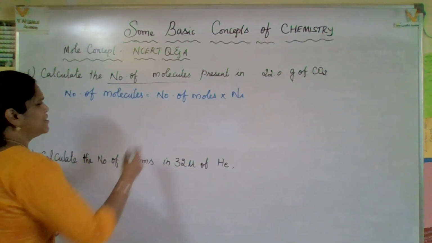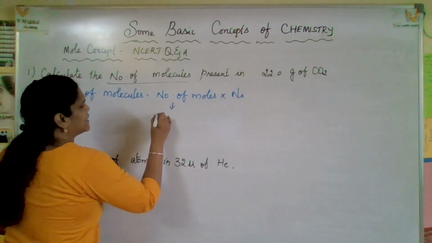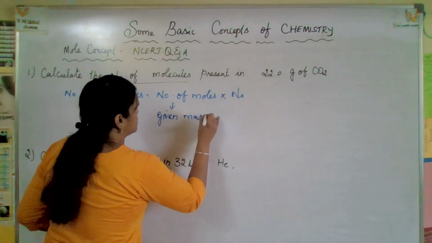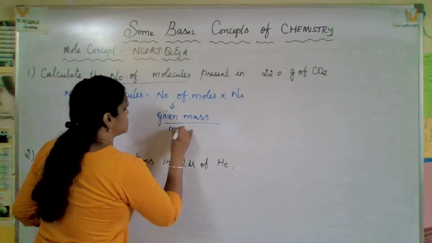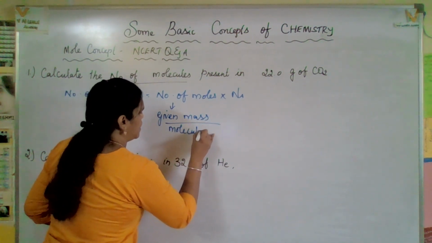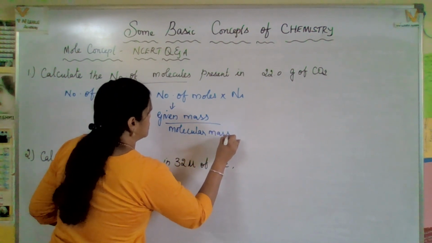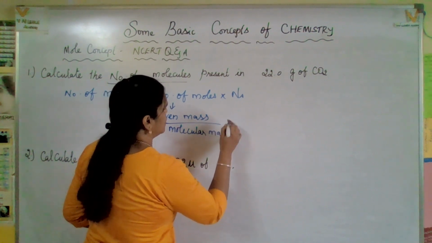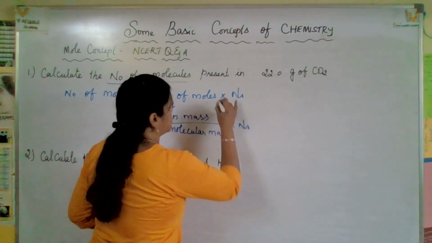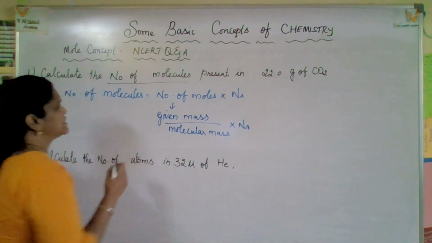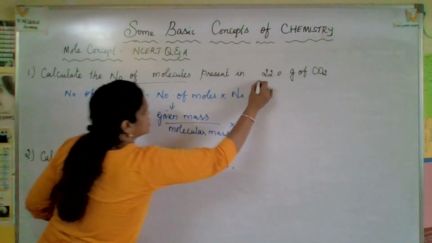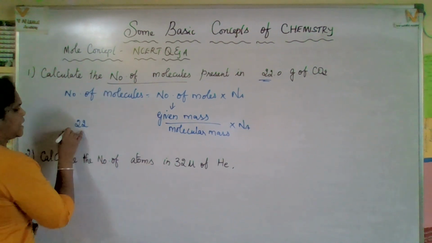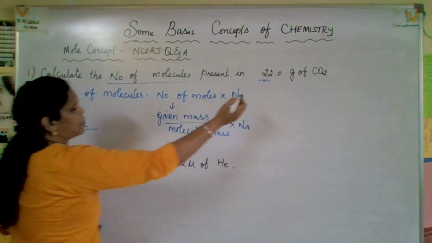Yes, you got it. So number of moles, what is it? Given mass by molecular mass, into Avogadro number. I just put it here only. So what is the answer here? Given mass is 22 gram, right? So 22 gram of given mass divided by molecular mass of carbon dioxide.